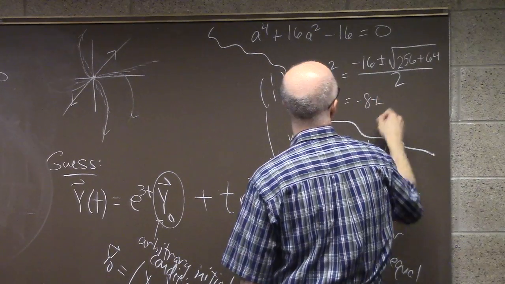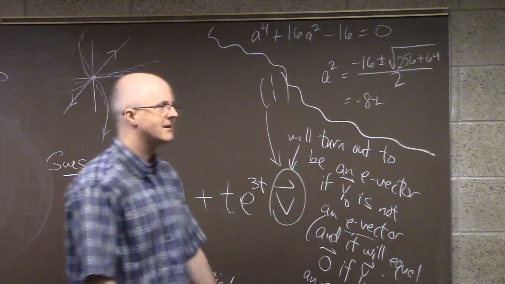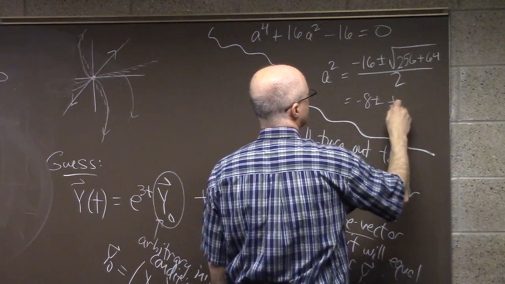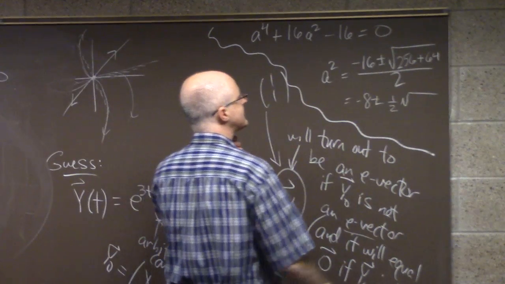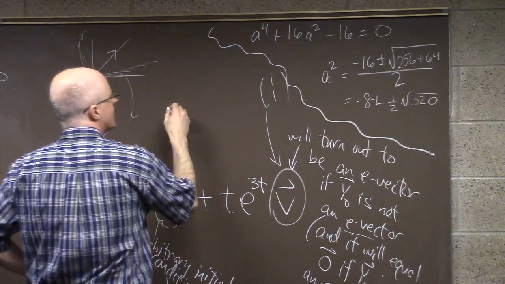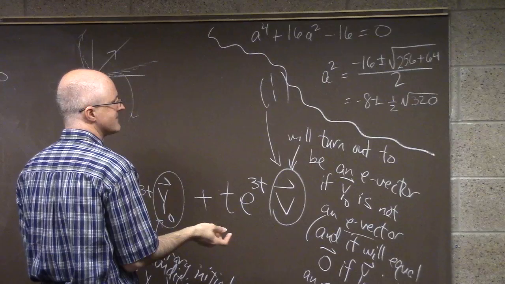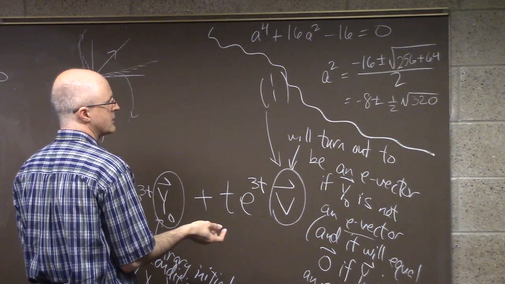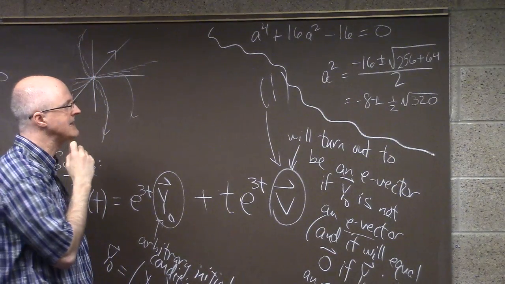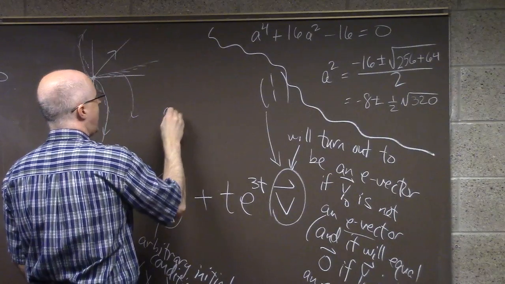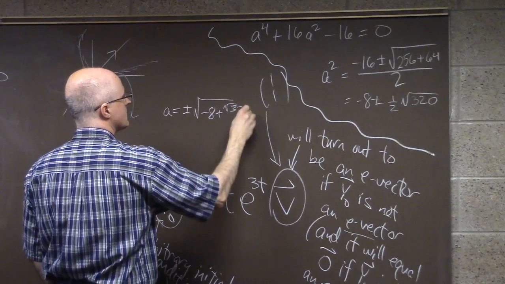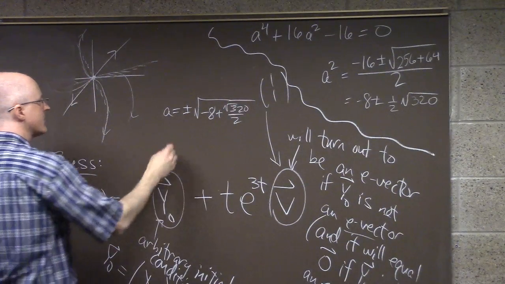Negative 8 plus or minus, we're only going to want the plus one actually, because a needs to be real. I'll leave the plus or minus there for the moment. 64 plus 256 is 320. We want the plus one, and it will be positive, because square root of 320 over 2 is going to be bigger than 8, right? Yeah, square root of 320 is bigger than 16. A is going to be plus or minus square root of negative 8 plus square root of 320 over 2. That can be simplified, I'm sure, here.